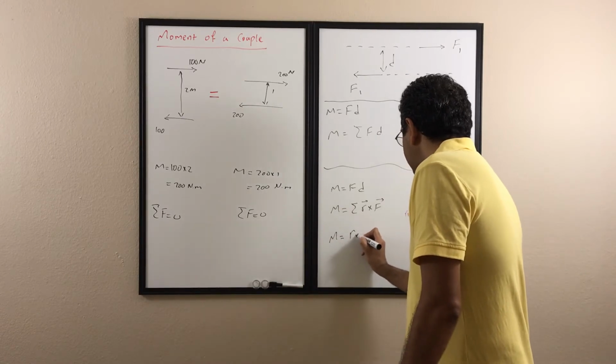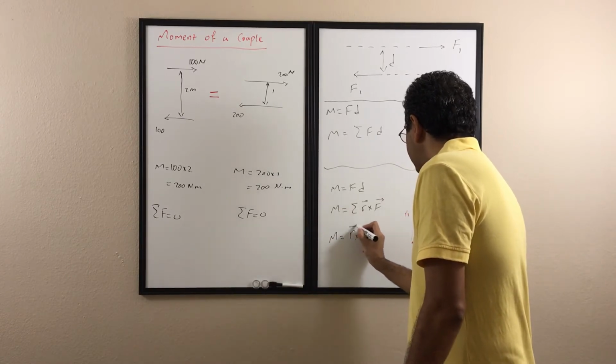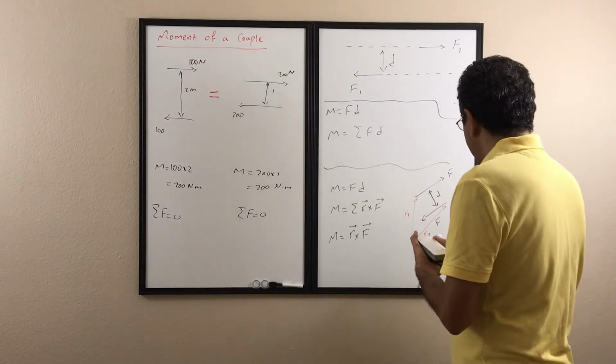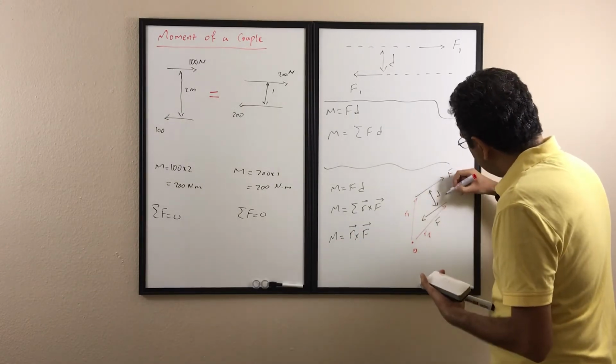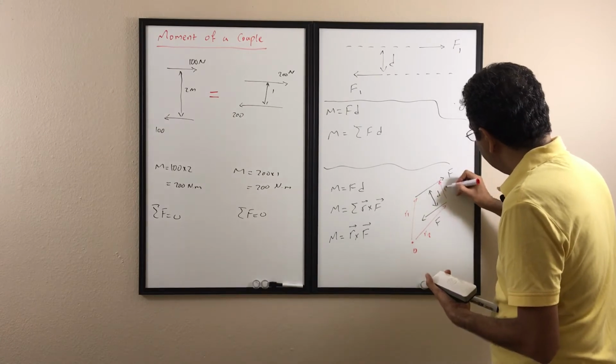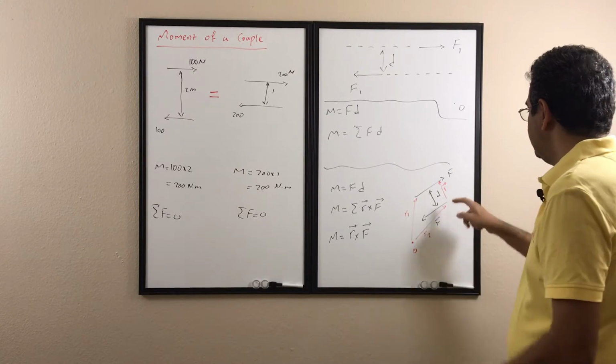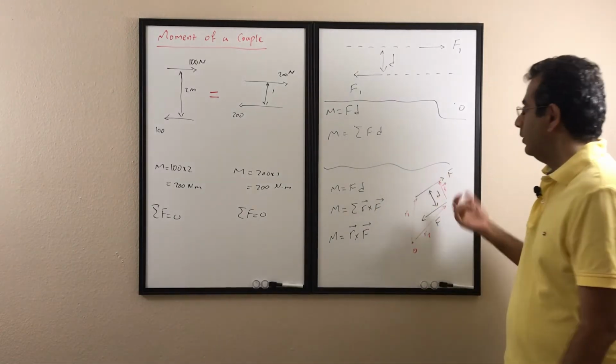The third method is if you have R, the position vector going from one of the forces to the other one. So we can calculate the position vector from one of them to the other.